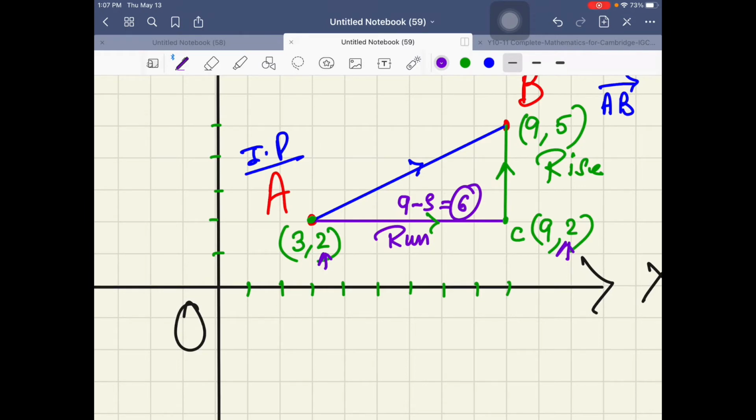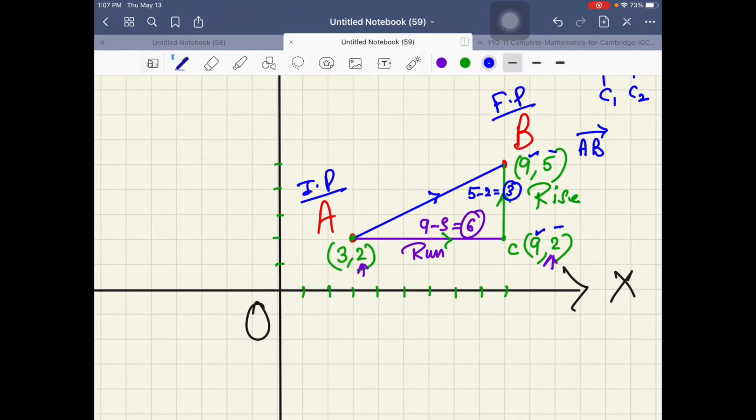Likewise, when you move from C to B, you can see that the x value remains the same, 9 and 9. But the y value changes from 2 to 5. So 5 minus 2, which is 3, is the vertical movement. So when we move from A to B, basically we move 6 horizontally and 3 vertically.